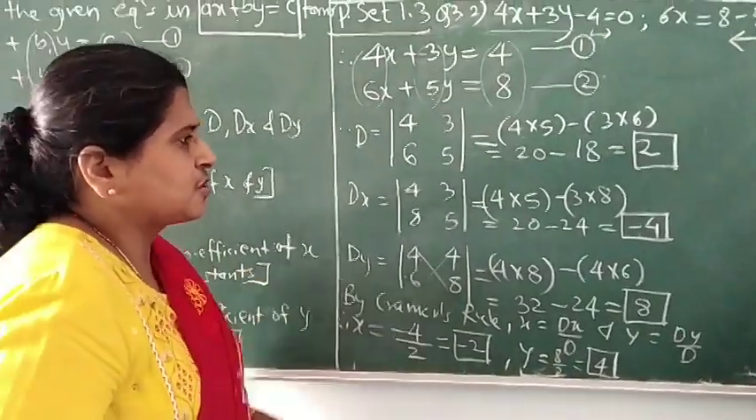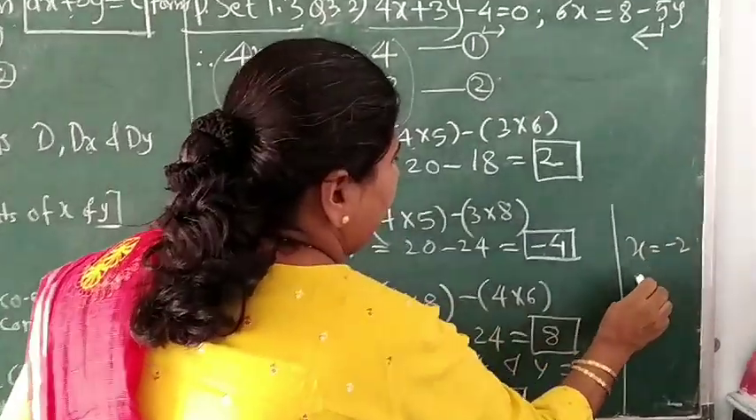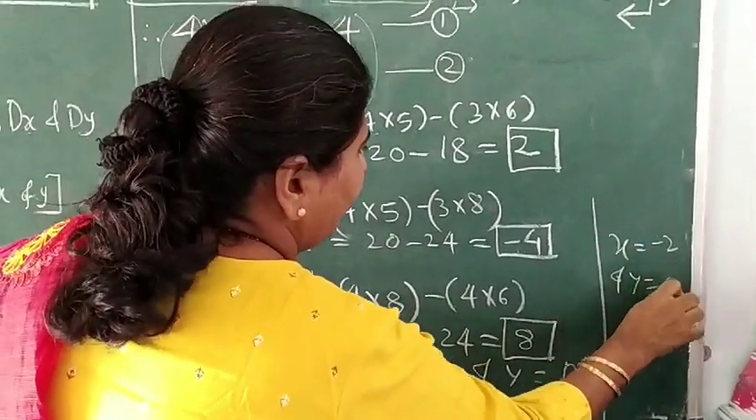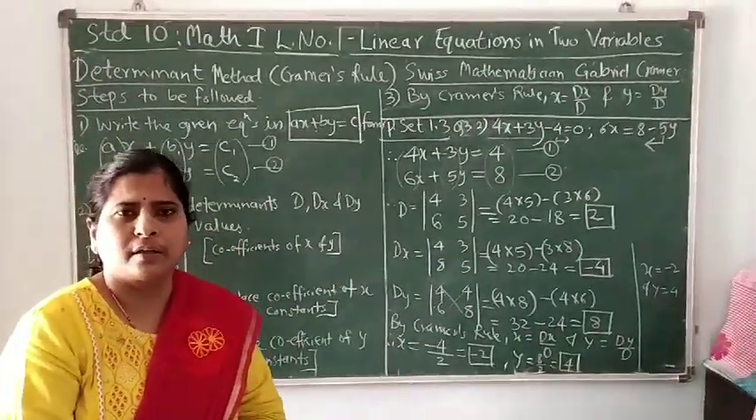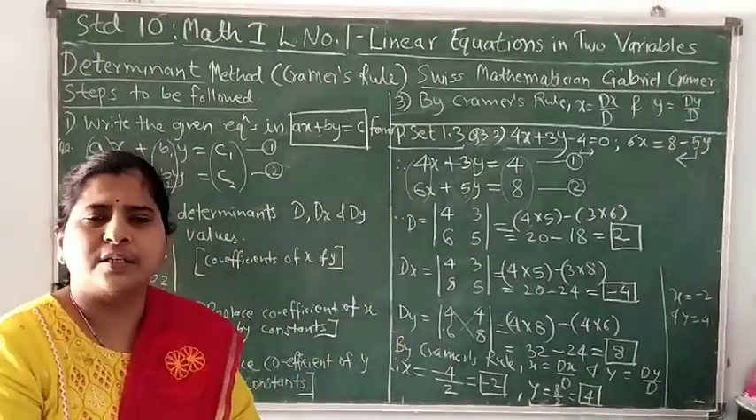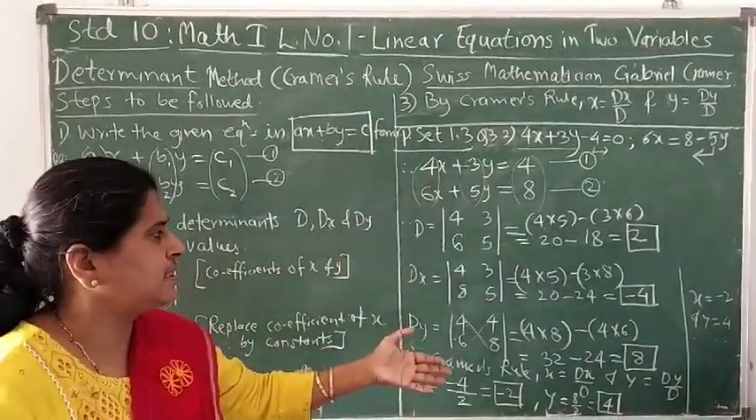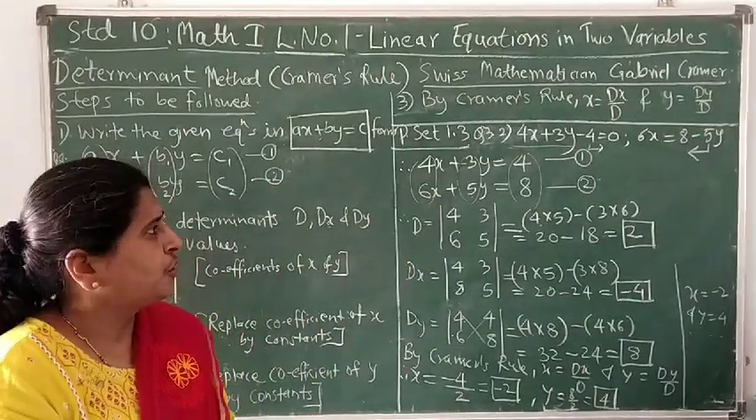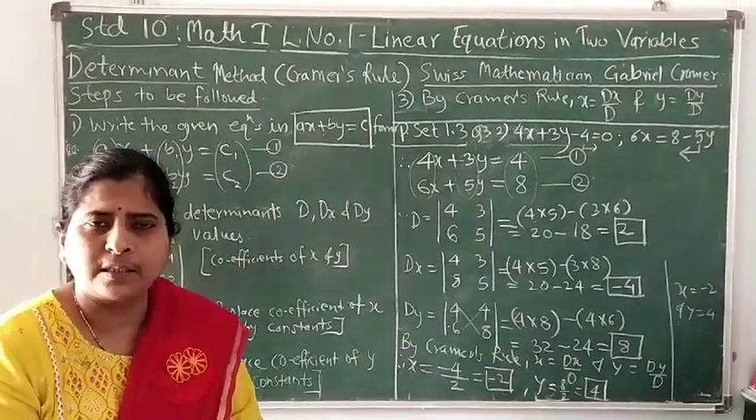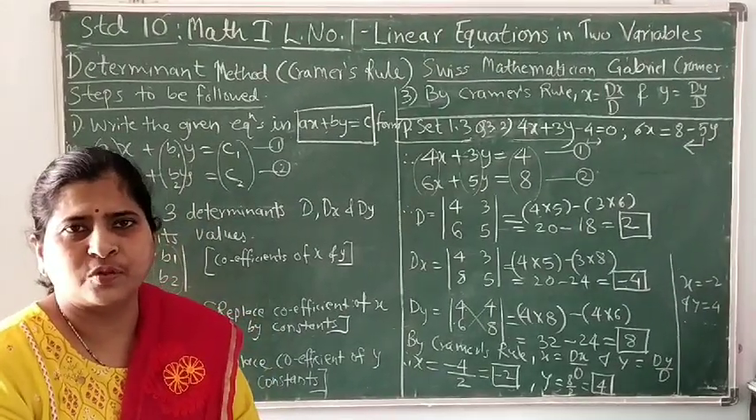So you can write this as the solution, that x is equal to minus 2 and y is equal to 4 is your solution of the given linear equations in two variables. So my dear student, this method is really very easy if the coefficients are smaller numbers. Okay, so you can apply this in any type of sums, word problems also, or any other sums also.